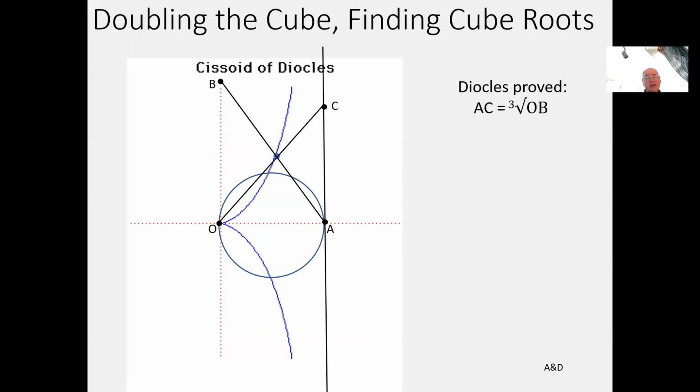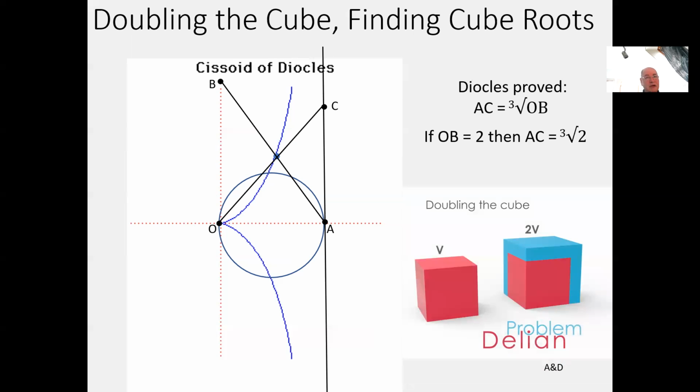Diocles proves a remarkable theorem. He proves that AC is the cube root of OB. Think of that. Very generally, he proves that AC, this constructed point from the arbitrary point B, is the cube root of OB. And of course, if we let OB equal 2, which is what we're particularly interested in for solving the Delian problem, then AC will be the cube root of 2.